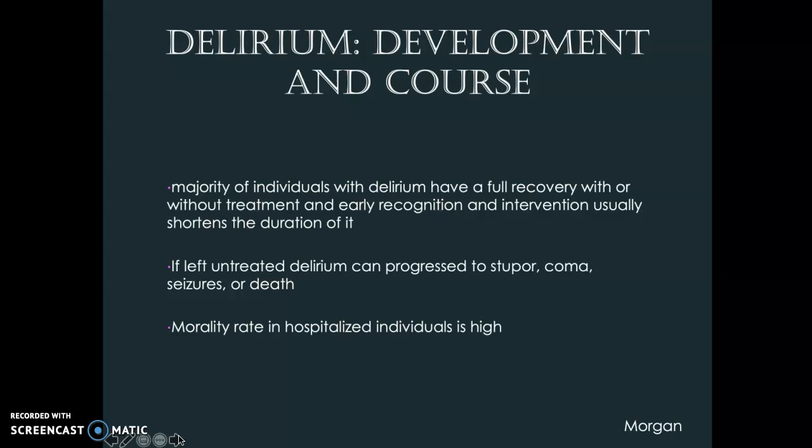Development and course of delirium. According to the DSM-5, the majority of individuals with delirium have a full recovery with or without treatment, and early recognition and intervention usually will shorten the duration of it, but if left untreated, delirium can progress to stupor, coma, seizures, or even death. Mortality among hospitalized individuals with delirium is very high, and as many as 40% of individuals with delirium will die within a year of diagnosis. That's in hospitalized individuals.